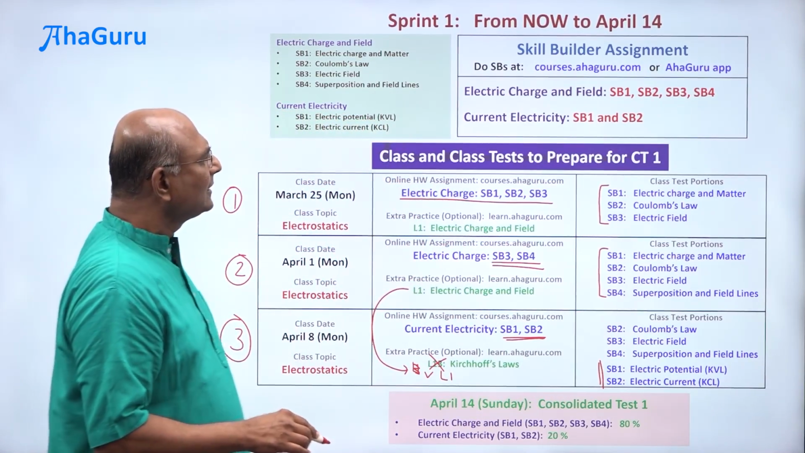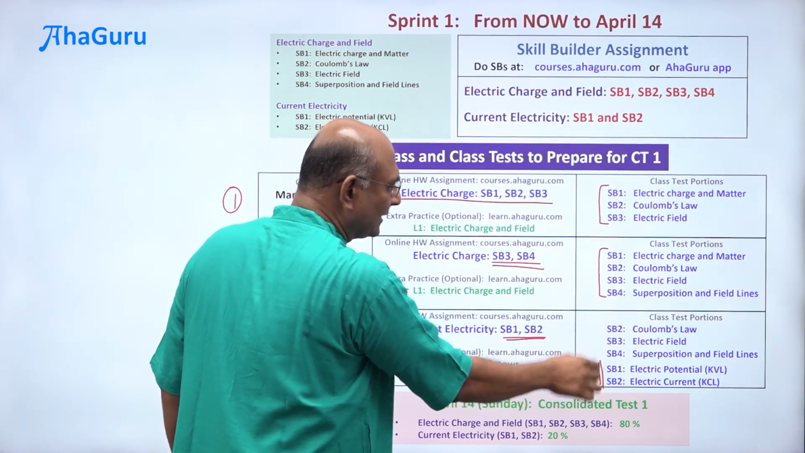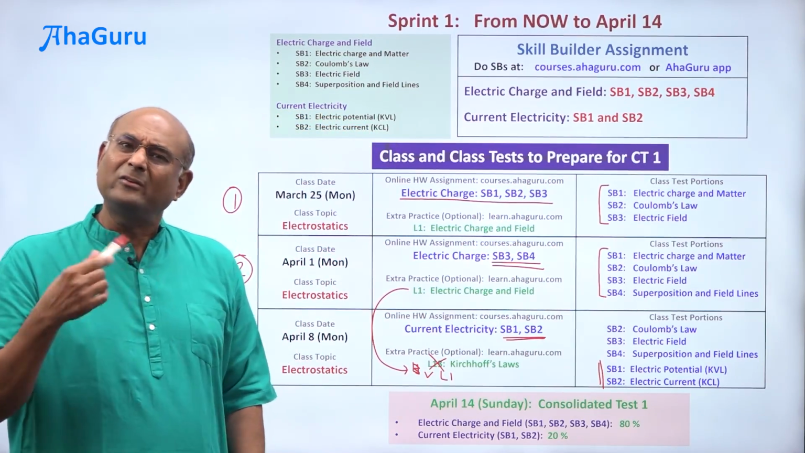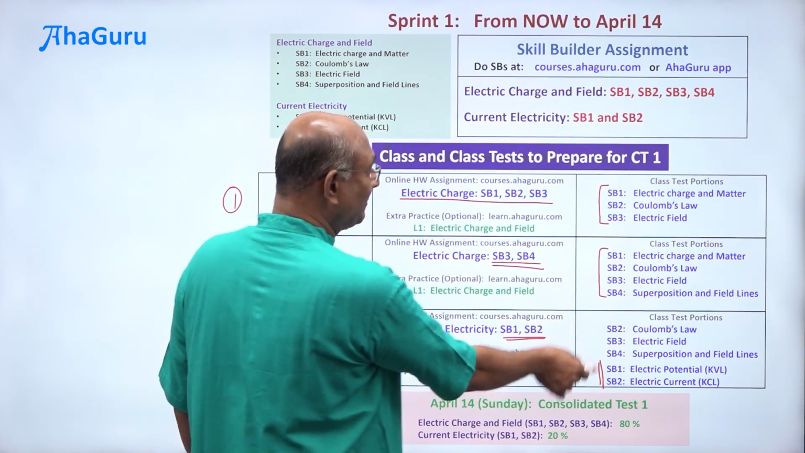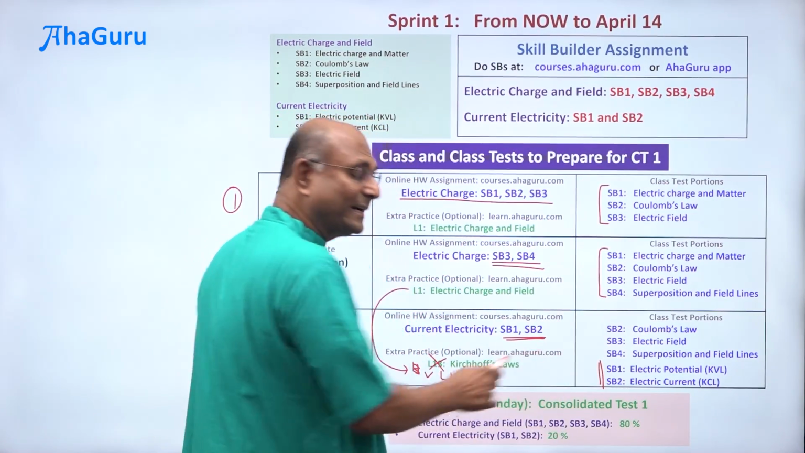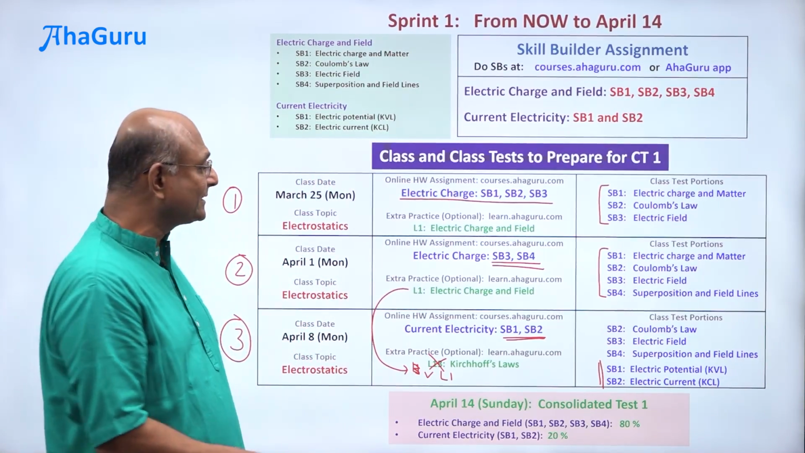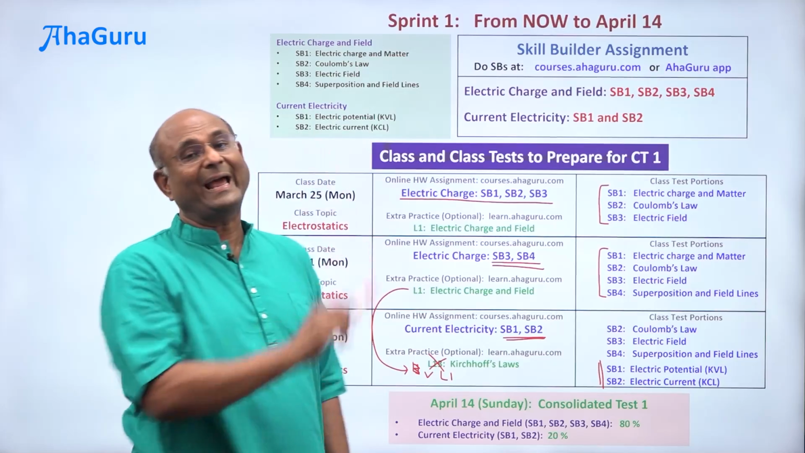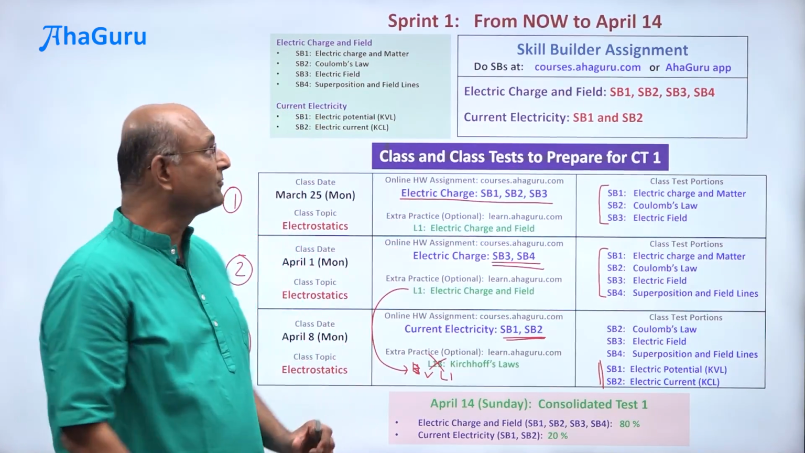Can you see that if you prepared for this test and did it well, this test and did it well, this test and did it well, do you need to separately prepare for your consolidated test? No. Because once you have prepared for these, the consolidated test you have already prepared for. So the consolidated test preparation matches with your class test preparation. Understood? So that is the idea of the sprint.